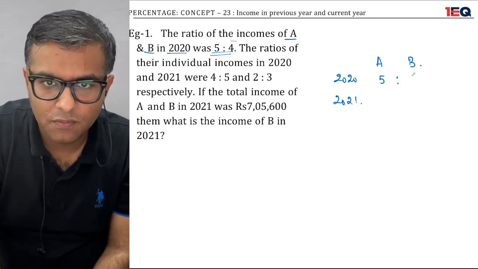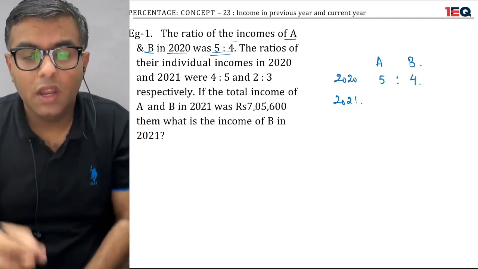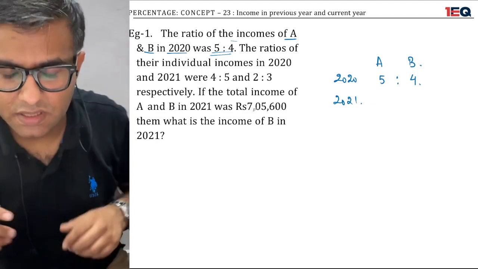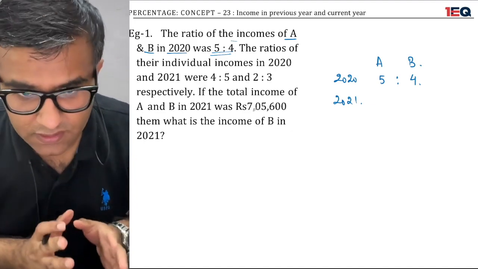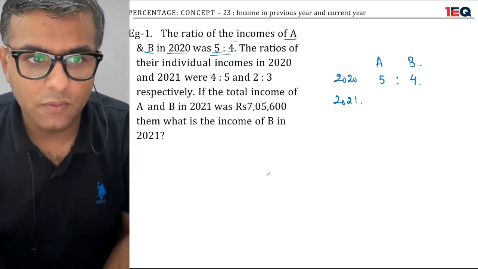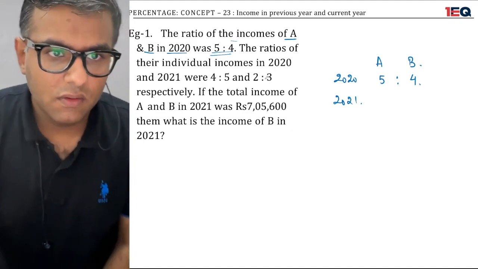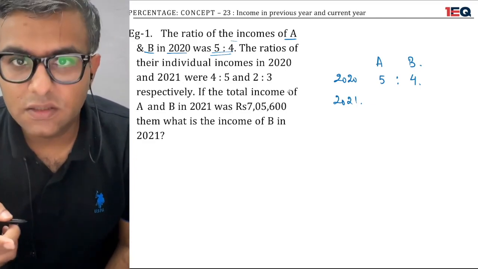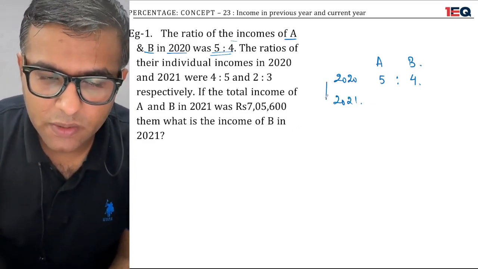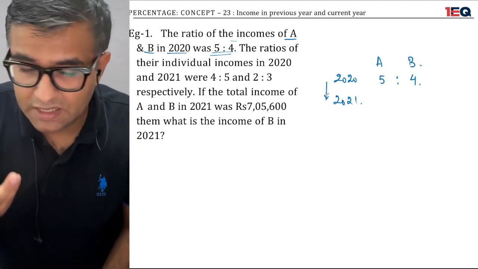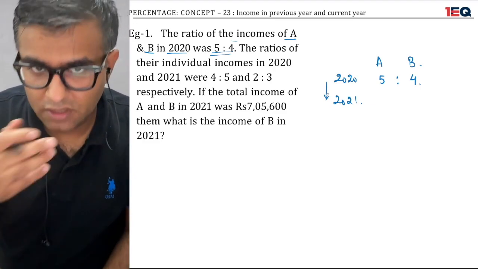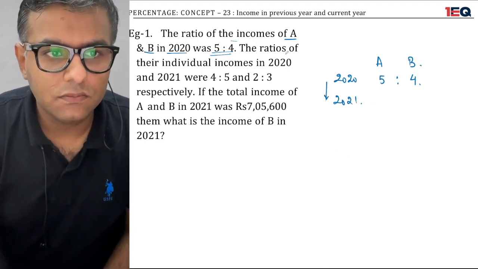5 is to 4. Now, individually means A in his own home and B in his own home. They are able to increase their incomes from 2020 to 2021 because the COVID period is gone. There is no second wave coming yet. Nobody knows. So they are about to increase their incomes.